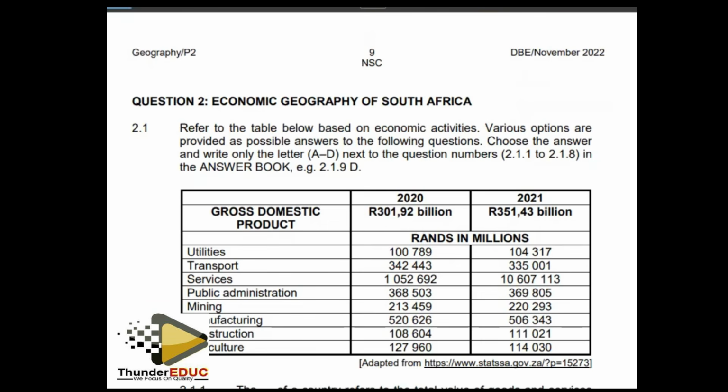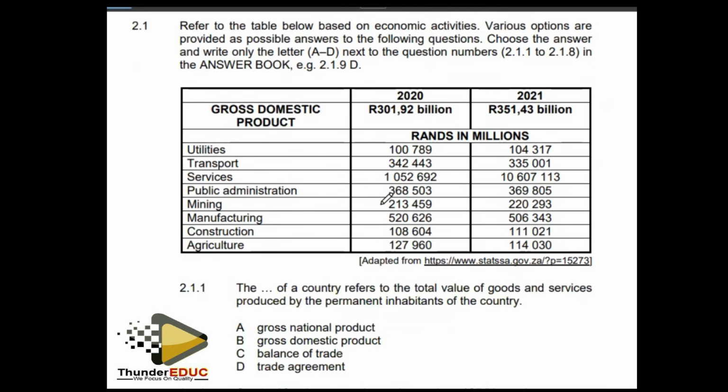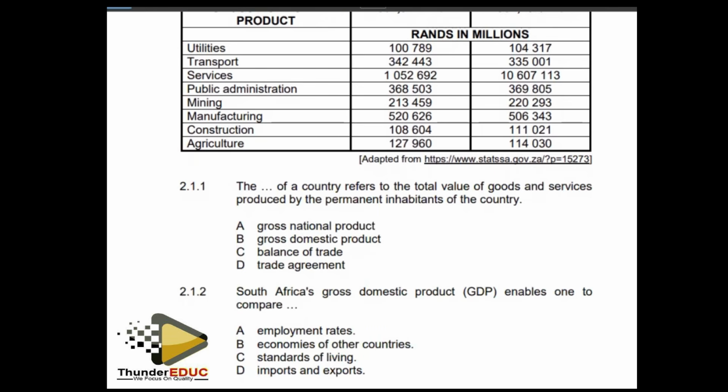So let's go to question 2 of paper 2. We are given the table below that has the gross domestic product for 2020 and 2021. It is showing us the different statistics, the rands in millions. The first question says, the dash of a country refers to the total value of goods and services produced by permanent inhabitants. Permanent, we're looking at the South African citizens that are permanently there. The answer is B, domestic. Gross domestic product. Domestic means home.